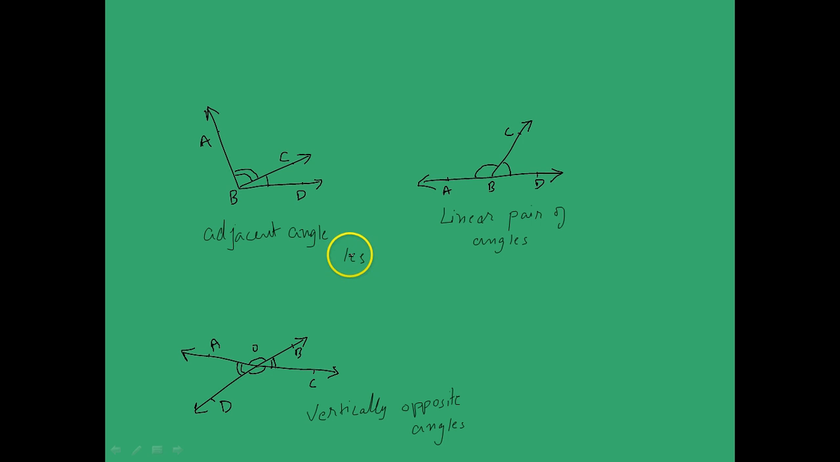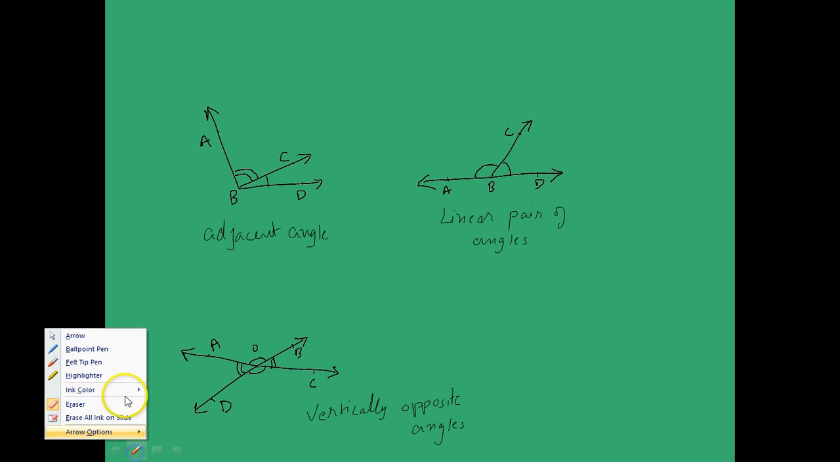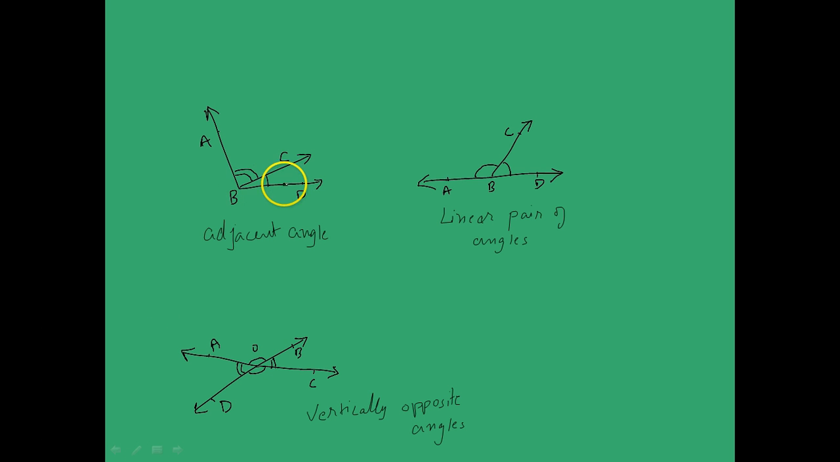Next, we look at some other terminologies associated with angles. That is, if two angles share a common vertex and a common arm, and the non-common arms are on opposite sides of the common arm, then the two angles are called adjacent angles. In this case, angle ABC and angle CBD are adjacent angles.